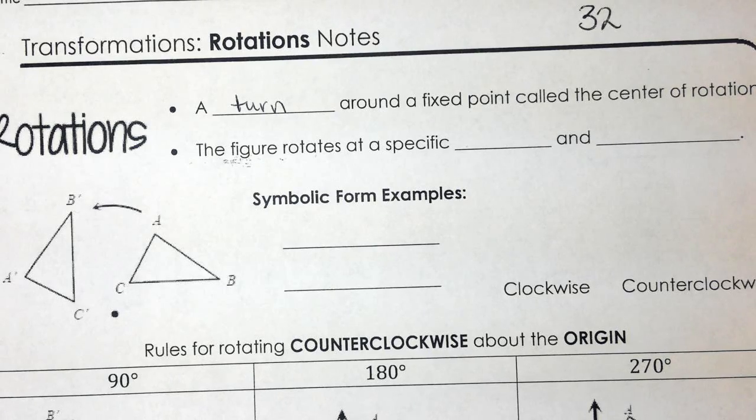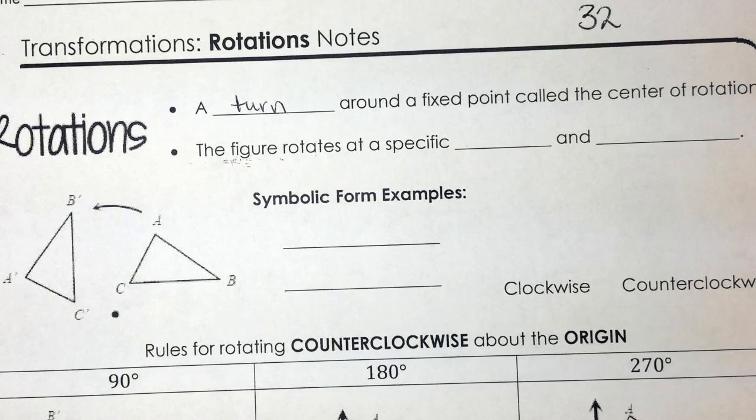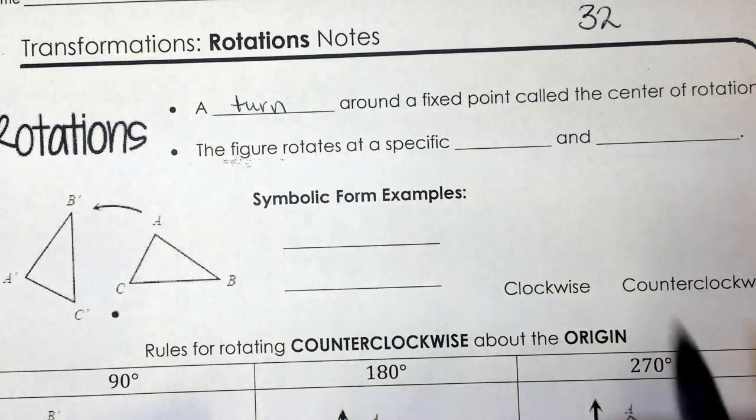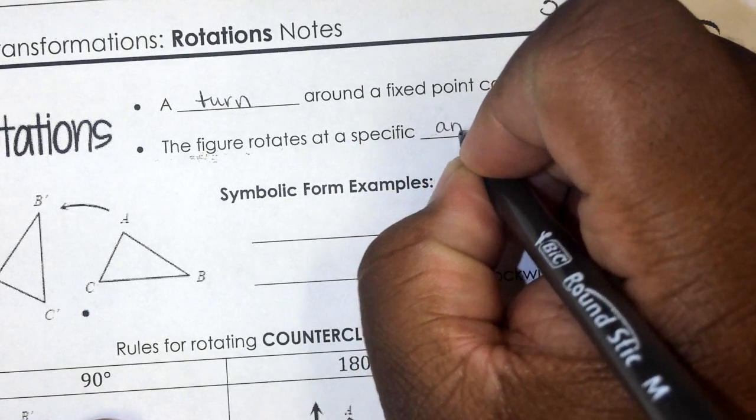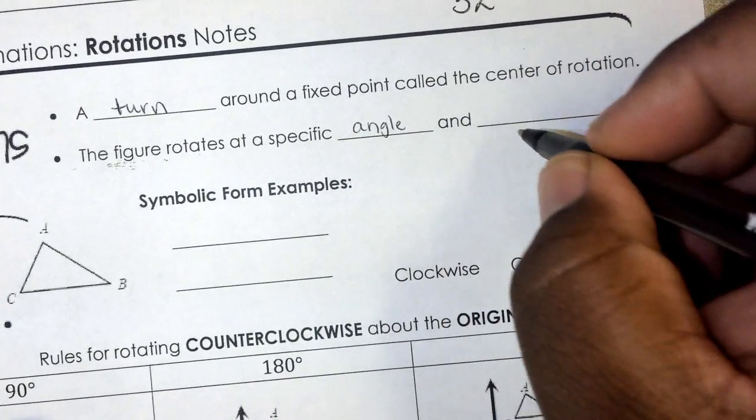I need y'all to get good at that because next week we're going to be rotating stuff from points not around the origin. You need to be good at rotating around the origin first though. After that, the figure rotates at a specific angle and direction. Angle and direction.